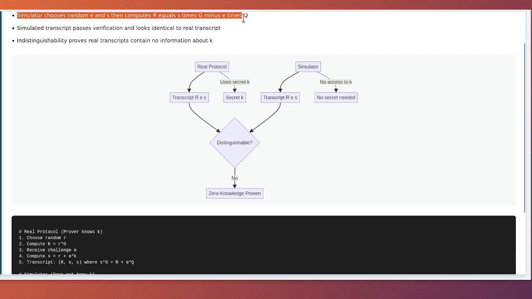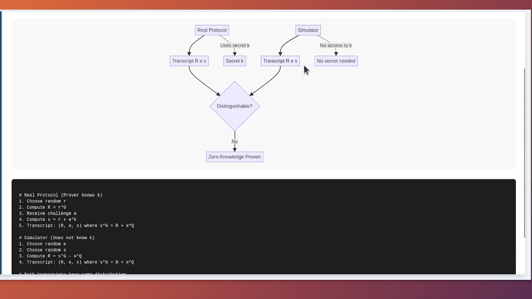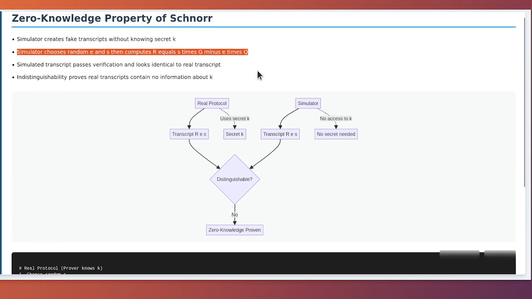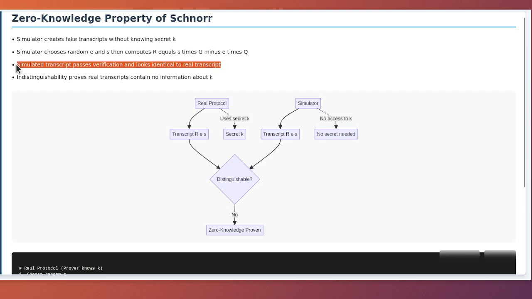Here's how we construct a simulator for the Schnorr protocol. The simulator's goal is to produce a transcript consisting of commitment R, challenge E, and response S, that passes the verification equation S times G equals R plus E times Q, without knowing K. Remember, in a real protocol execution, the prover knows K, but our simulator does not. Yet it must produce a valid-looking transcript.